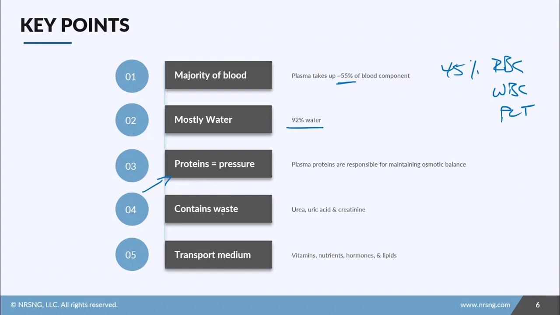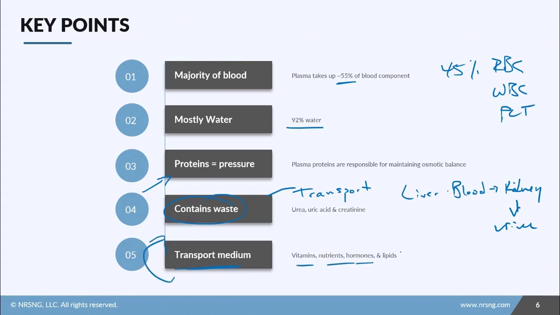It's also really important that it contains waste, meaning that it's going to transport those wastes to where they need to go. Remember, the liver filters out the blood, and then that blood is filtered to the kidneys, and then it's going to be excreted out through urine. So that's where those waste components come in. It also serves as a transport medium, just like with this waste here. It's going to transport also vitamins, nutrients, hormones, and those lipids, which go to those gamma globulins.